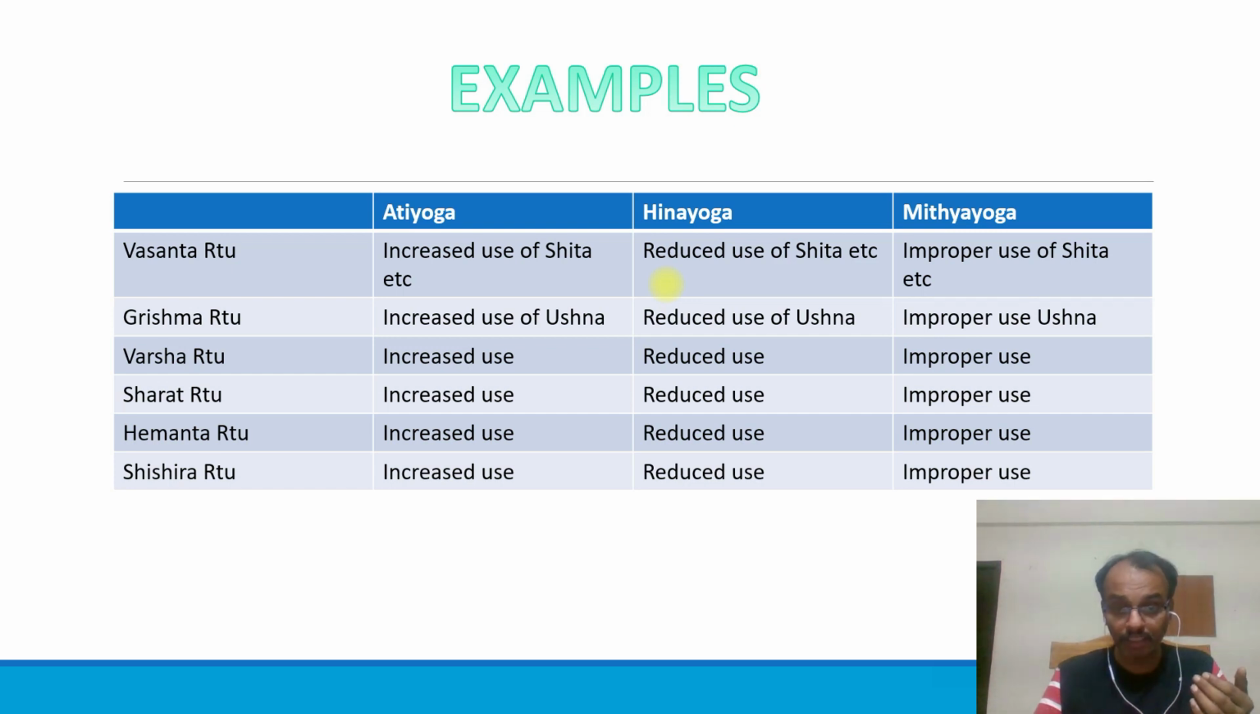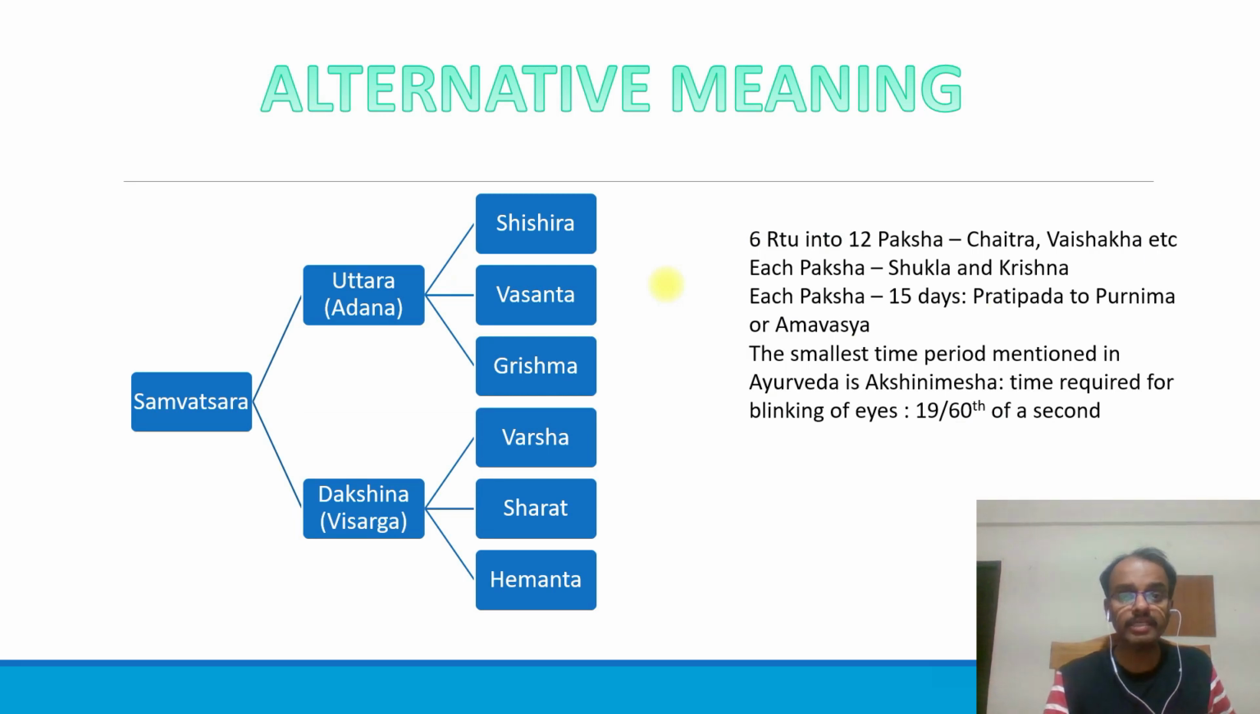So if you look into the further context regarding Parinama or Kala, Samvatsara in Sanskrit means one year, which has Uttara Kala, Uttarayana or Dakshinayana. Uttarayana is Adana Kala, and Dakshinayana refers to Visarga Kala. Further, they are divided into 6 Ritu: Shishira, Vasanta, Grishma, Varsha, Sharad, Hemanta. Shishira, Vasanta and Grishma are categorized under Uttarayana, and Varsha, Sharad, Hemanta under Dakshinayana.